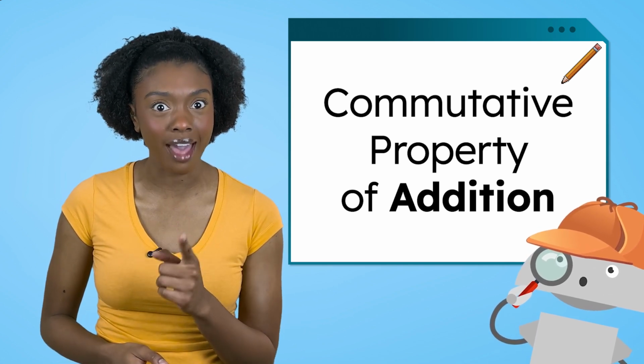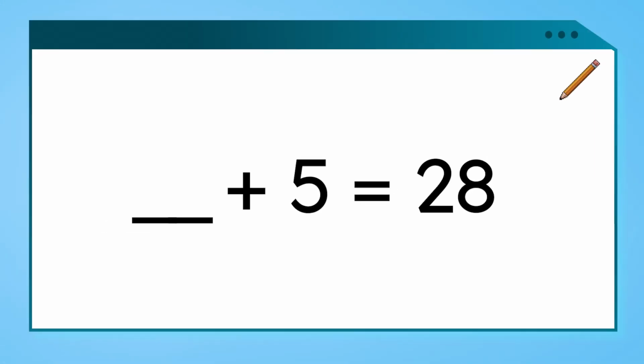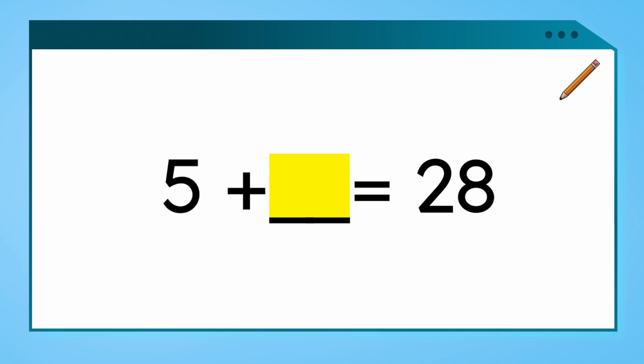Let's take a look back at the question. Blank plus 5 equals 28. Once we find this number, we could use the commutative property of addition. Our mystery number plus 5 equals 28, so 5 plus our mystery number will also equal 28. Since we don't know that number yet, this isn't much help. But wait, I think subtraction might help.